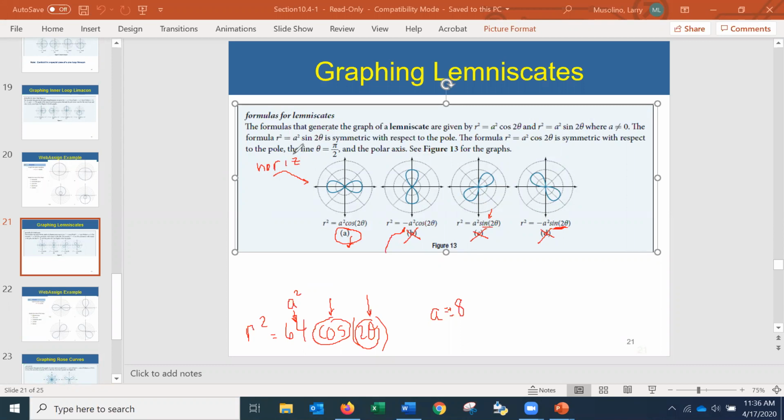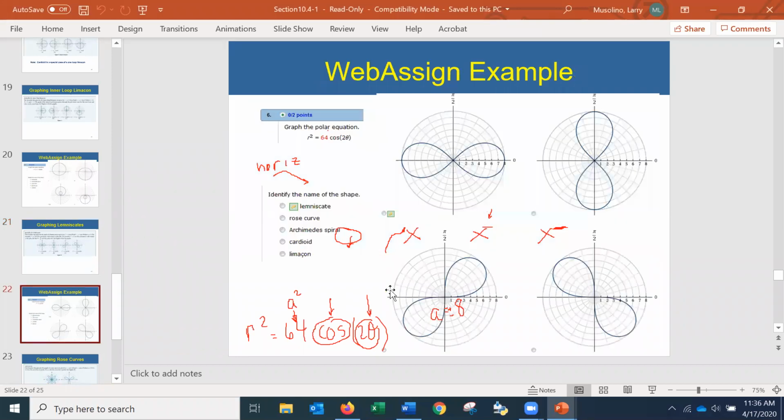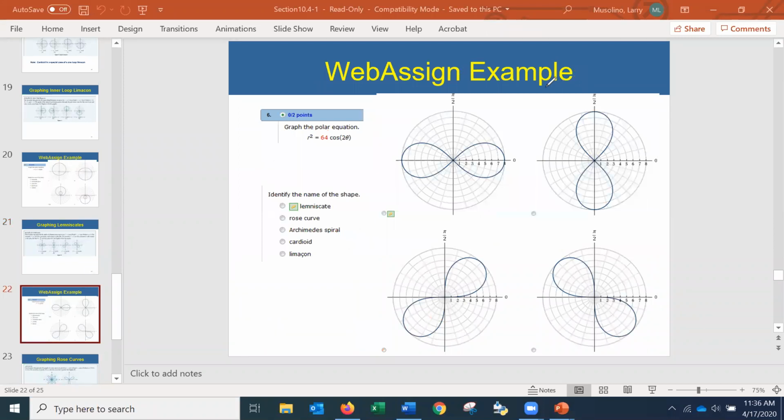Okay, so now I know the orientation. I'll go back to the WebAssign question. And so now we can answer this one. I know our graph was a lemniscate, so that's the type of graph. And we know our graph matched up to this horizontal orientation. Okay, makes sense, folks? Everyone okay with this setup of figuring out the correct graph here?